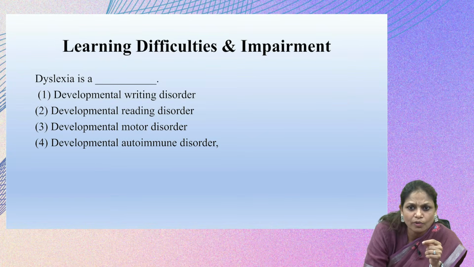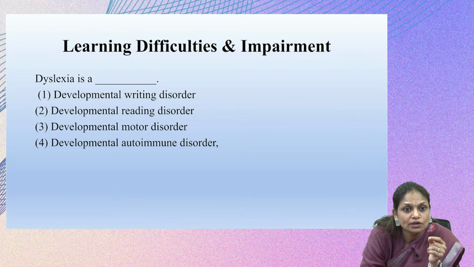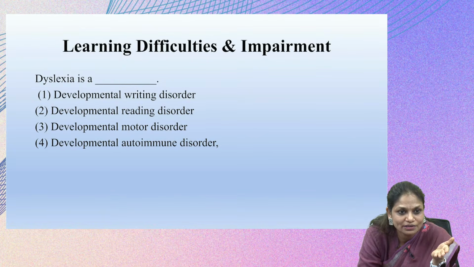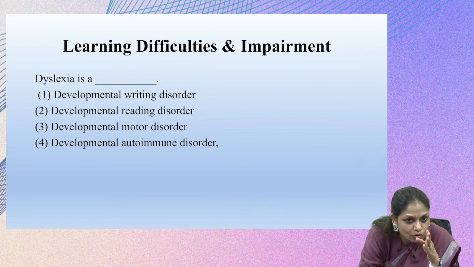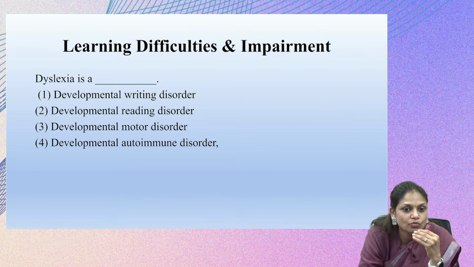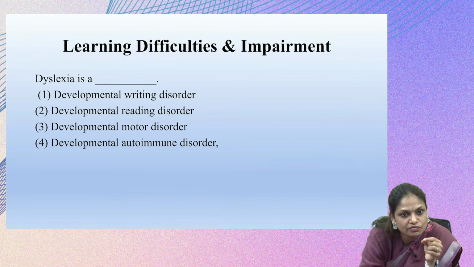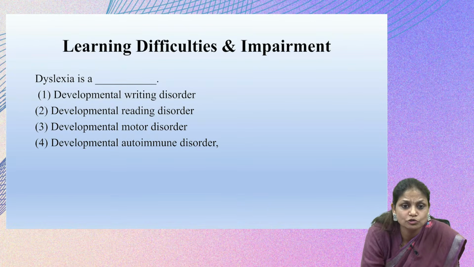So now let's look at a question which comes under this category, that is your section 2, on learning disabilities and impairment. When you look at this question, dyslexia is a... So there are alternatives. What we have already discussed is that this is an inability related to reading. The moment you look at the options, you will know the correct answer is developmental reading disorder, because lexia is related to reading. So within a second you are able to solve this question.